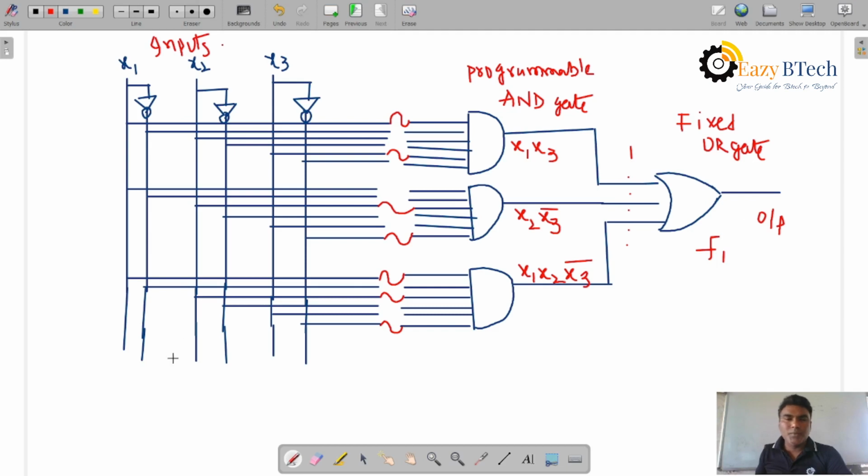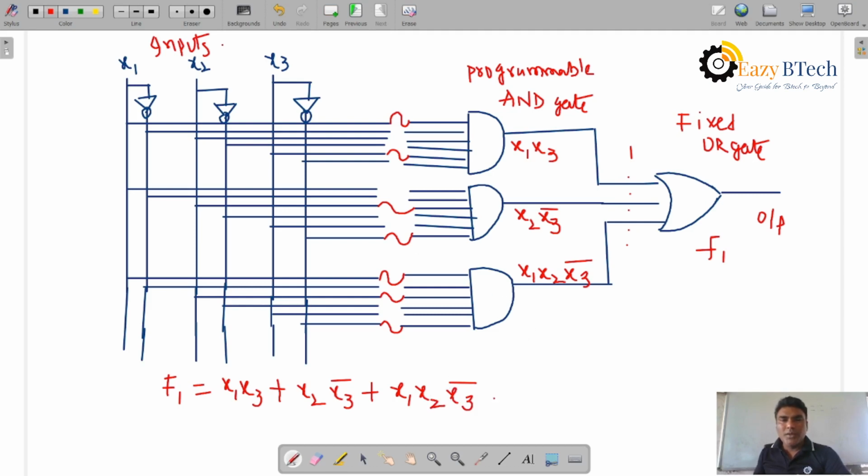Let us take F1. So what is the F1 function? The F1 function is equal to the OR of all the product terms. So what are the product terms here? X1, X3 plus X2, X3 complement plus X1, X2, and X3.